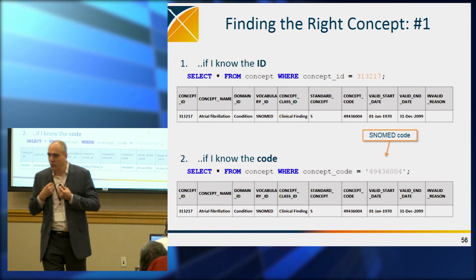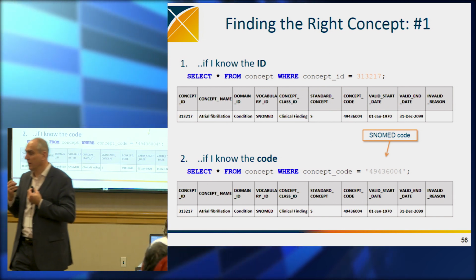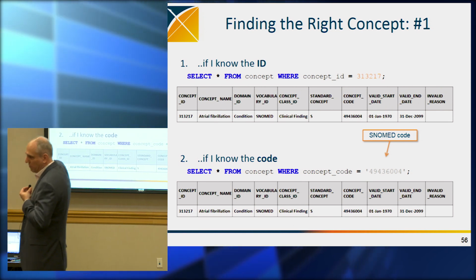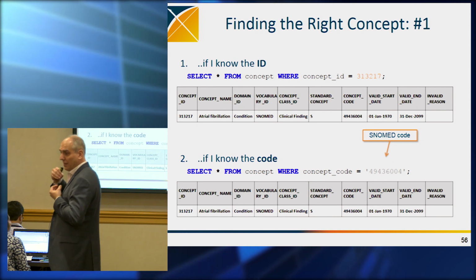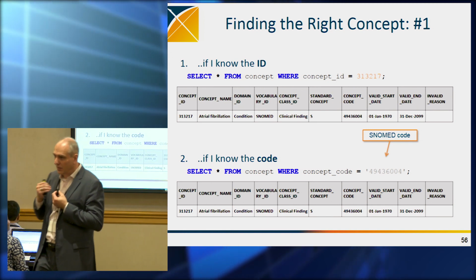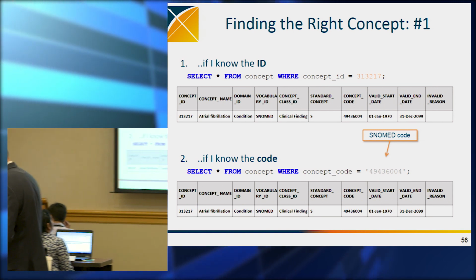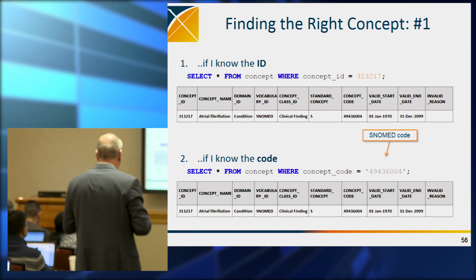IDs are the things that we call, and codes are the things they call. So everything with a source code is them. Concept ID is us. So ID is everything OMOP. Code is everything the other guys did, even though they call it ID. But we know better. It's a code.